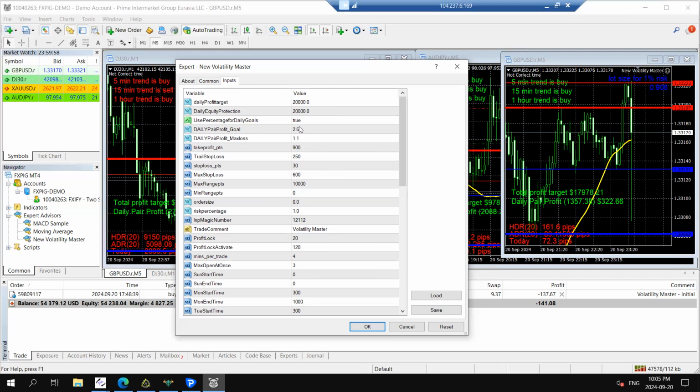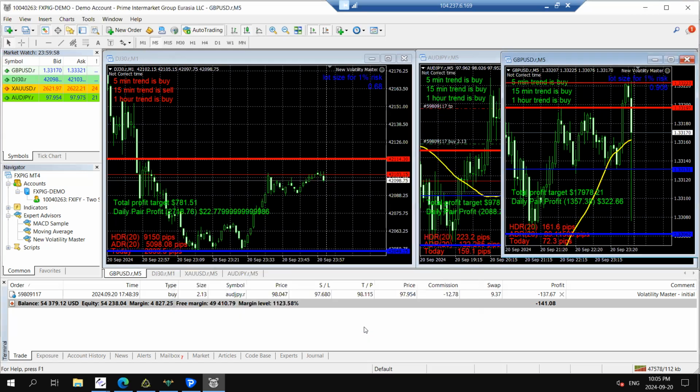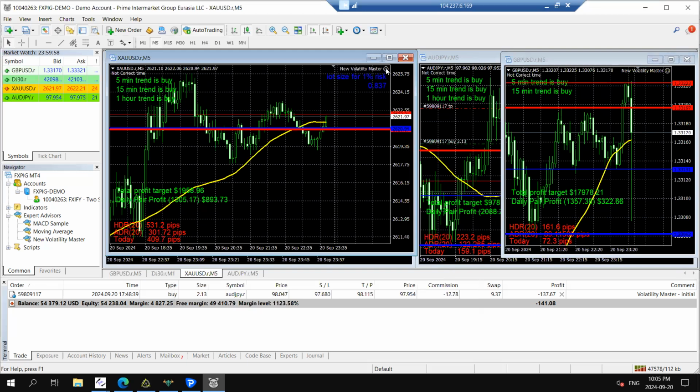And depending on the pair, my profit goal is just set to whatever back tests the best. In this case, it's 2.6%. So that's that. I'll just have a look at one other one. So let's just have a look at gold.